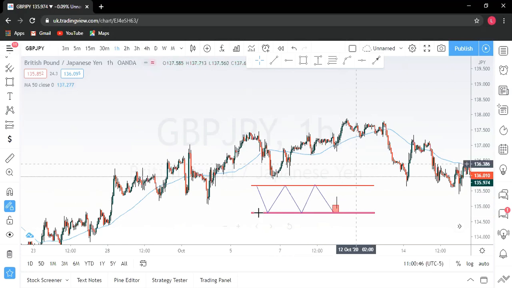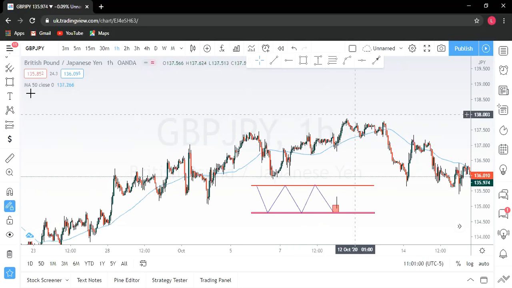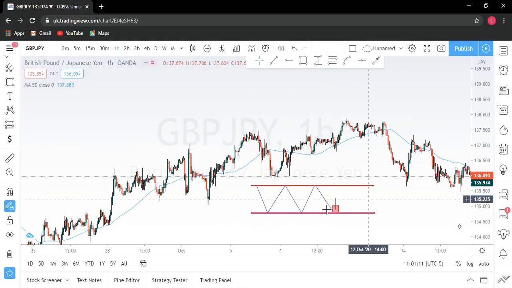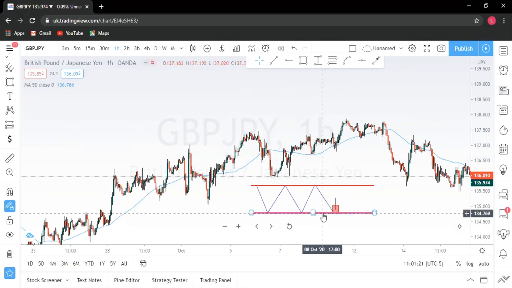Those are the things you need to put into consideration. Another thing you can also add to your confluence is your indicator, the moving average. You can decide to make use of the 50 moving average, the 200, or the 21. The moving average also helps if it is at this support level. That means the moving average is also acting as support, which is also in support of what you are about to do. And if it is on a resistance level, it is also in support of you selling.